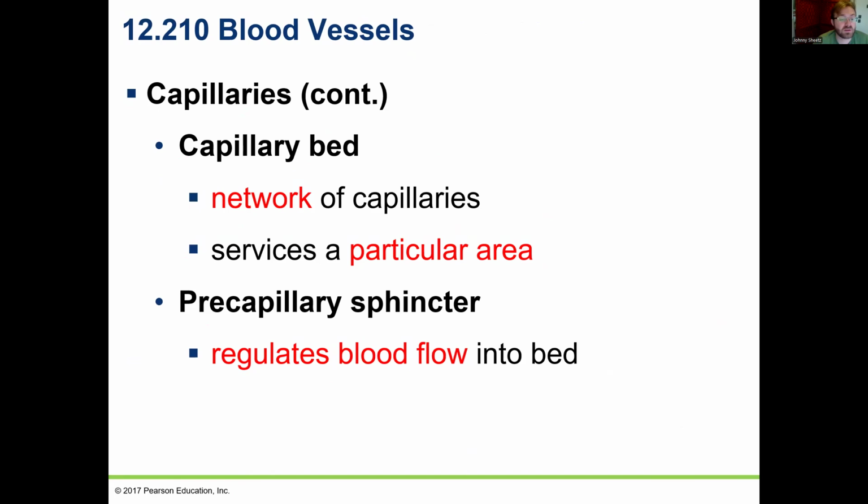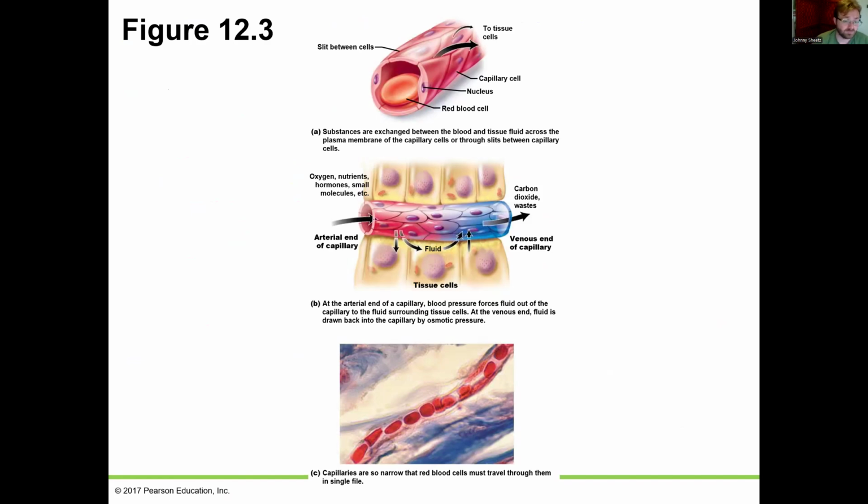Now, capillary beds are going to be networks of capillaries that are going to service a particular area of the body. And that's going to be regulated by a precapillary sphincter, which is going to regulate the flow of blood into the bed. A sphincter is going to be any sort of ring of tissue in the body that can contract or open at will.